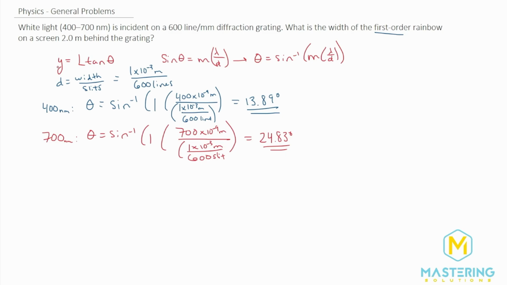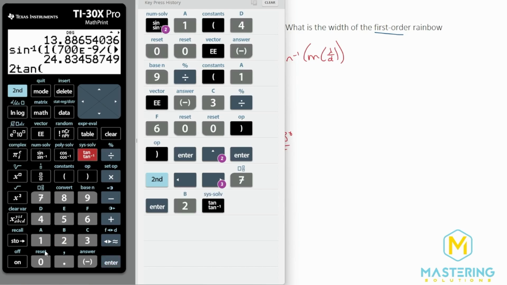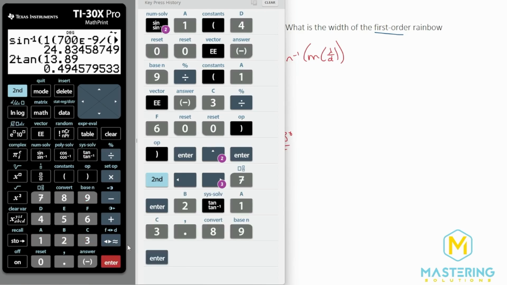Now that we have the degrees for both the red and the blue, we can do the same thing over here. We'll use the L, which is 2 meters in this case. So y for the blue is going to be equal to L, which we said was 2 meters, times the tangent of the angle, 13.89 degrees. And then we'll have the red. I'll just write it out real quick since we're here: 2 meters times the tangent of 24.83 degrees.